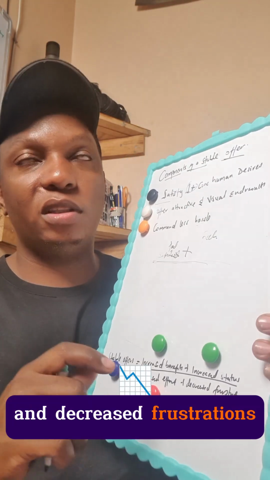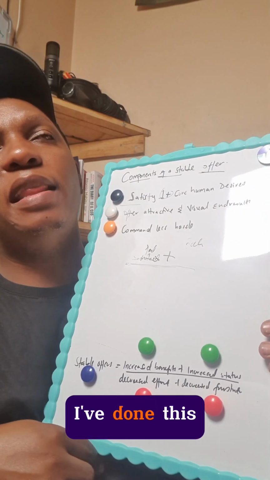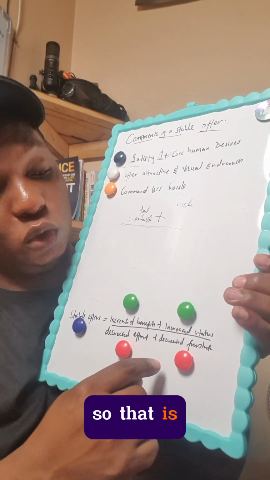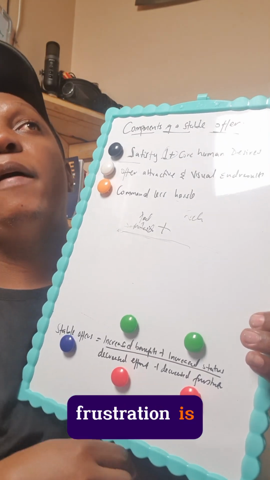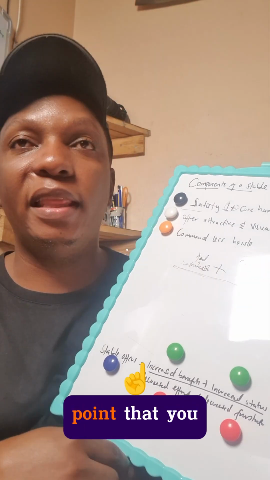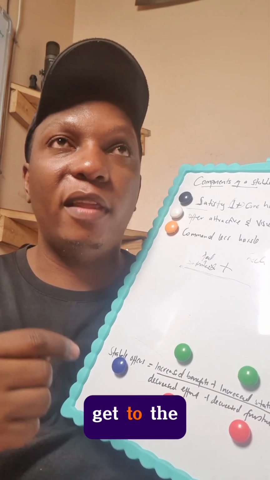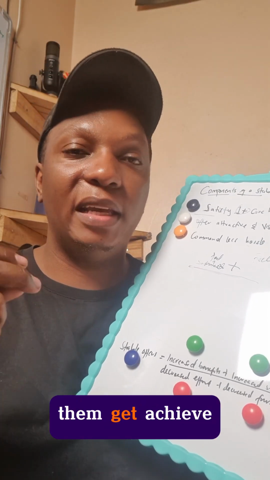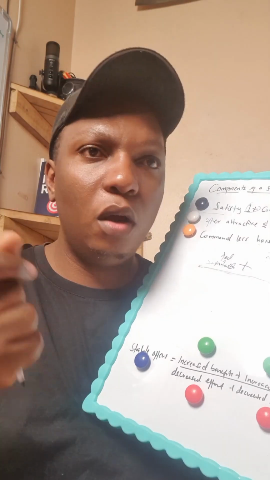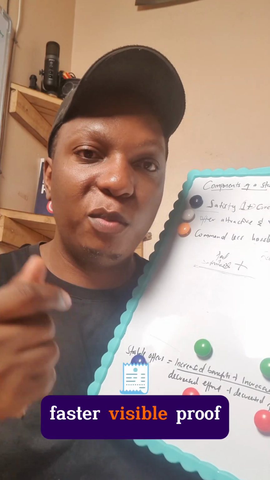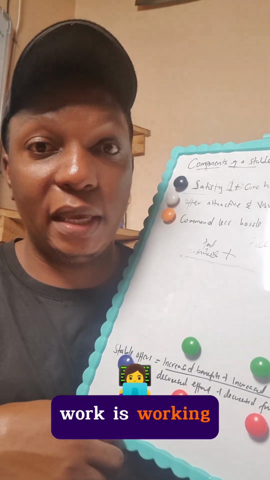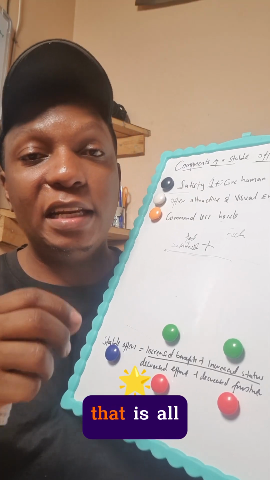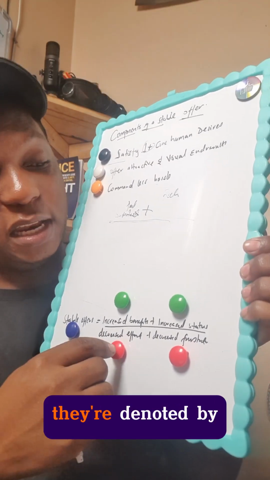And decreased frustrations. You've heard people say, I've done this 100 million times and I haven't gotten results. So that is where decreased frustration is. Make it a target that you help this person get to the end results as fast as they could. Try and help them achieve faster goals, faster returns, faster visible profit. This guy's work is working, this guy's system is working, this guy's framework is working. That is all aimed at that. That is why it is denoted by the red.